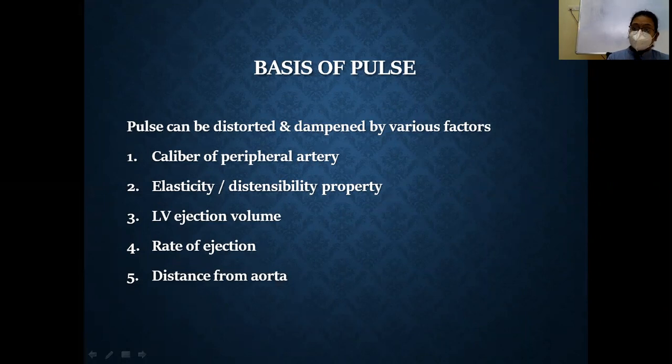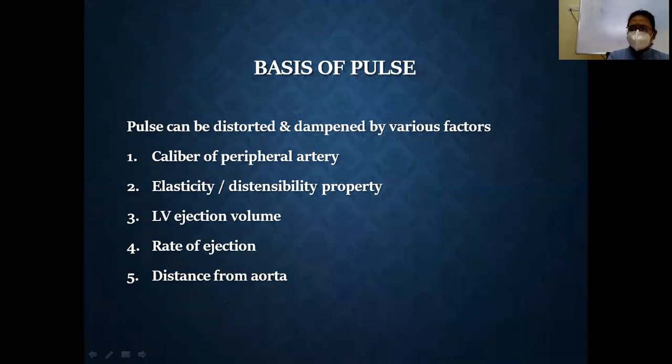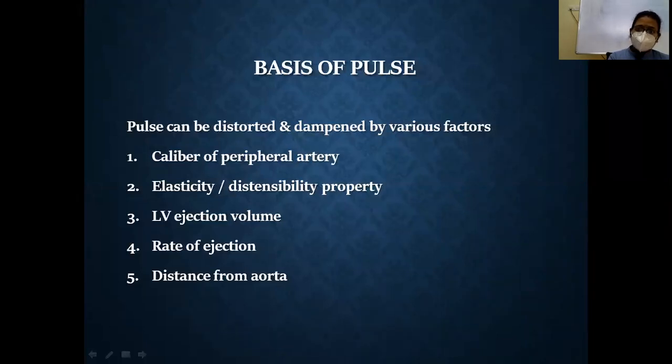Whereas in case of shock, where the overall circulatory volume is reduced, the left ejection volume is also reducing. At that time when you feel the pulse, it is quite thready and weak. So the amount of blood entering into the aorta, that is the stroke volume, also decides the characteristics of the pulse. Rate of ejection, of course, the rate at which the heart is contracting, could decide your pulse rate.